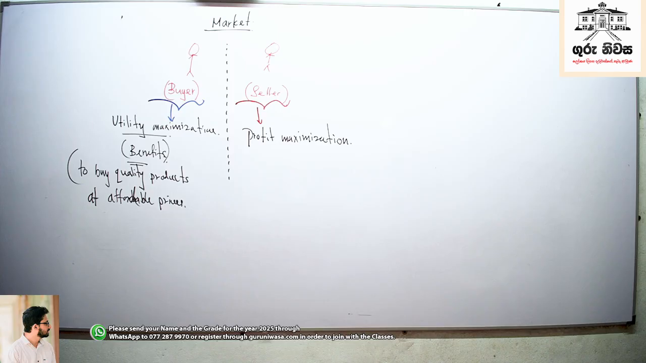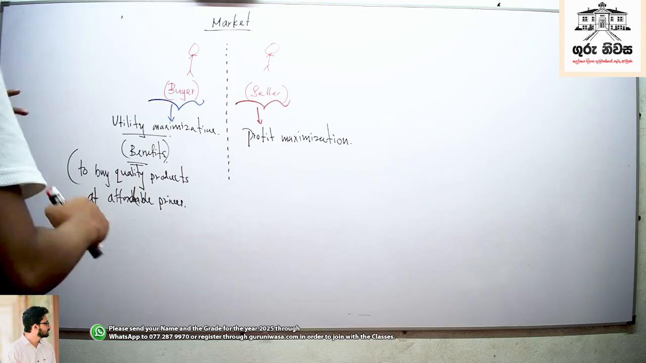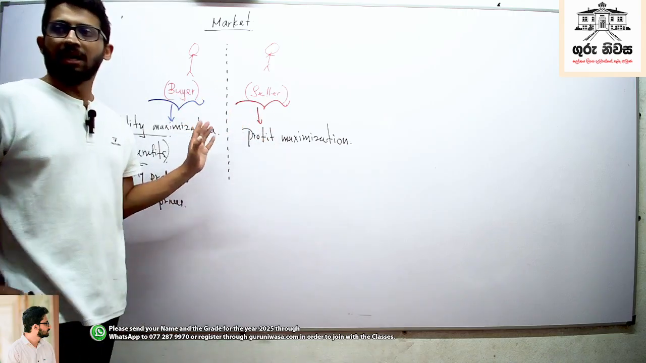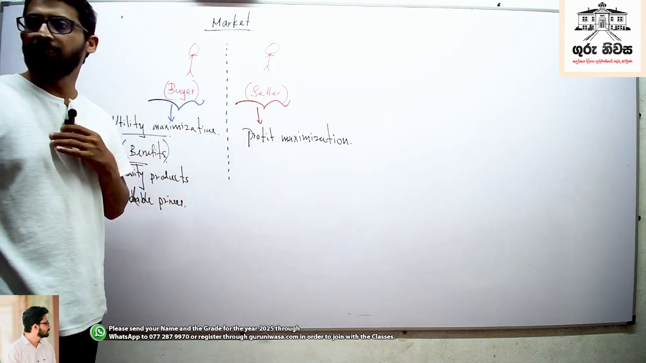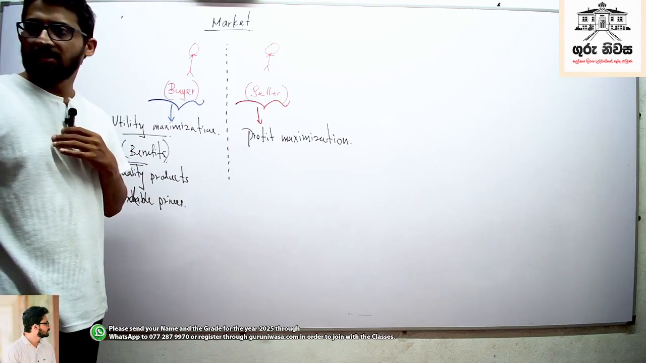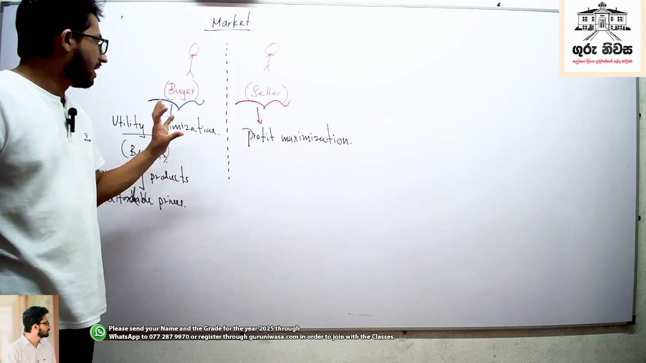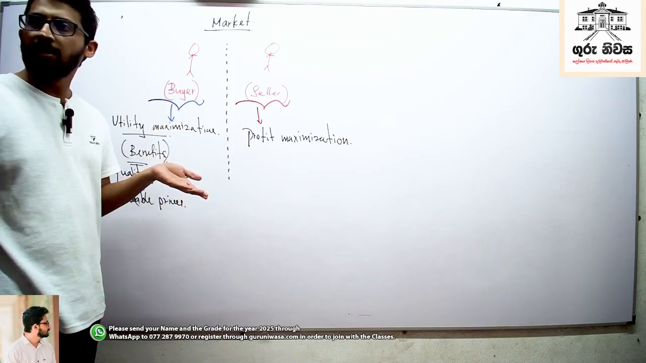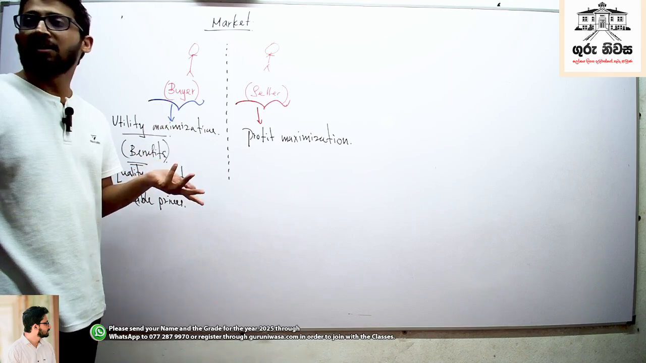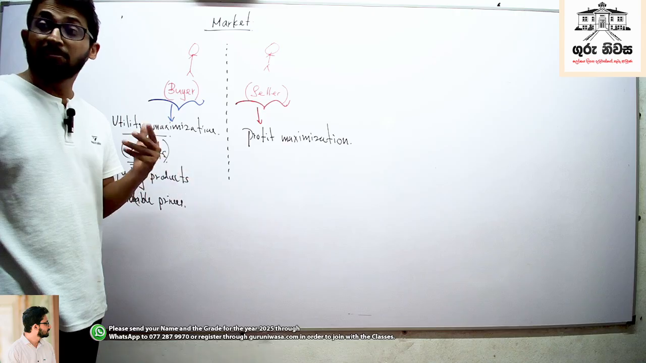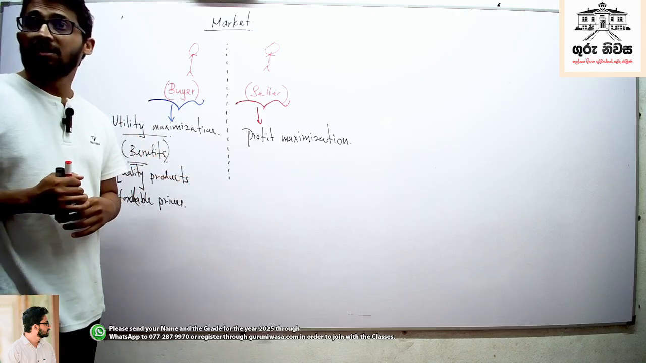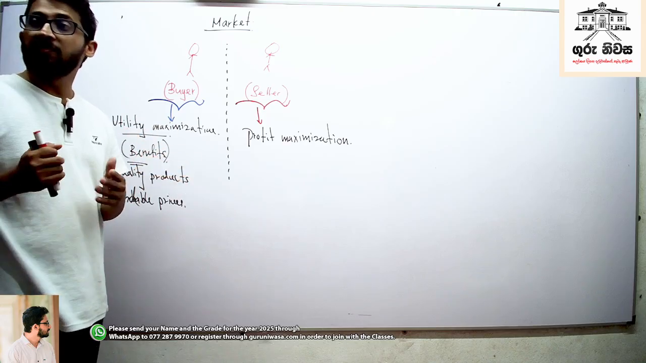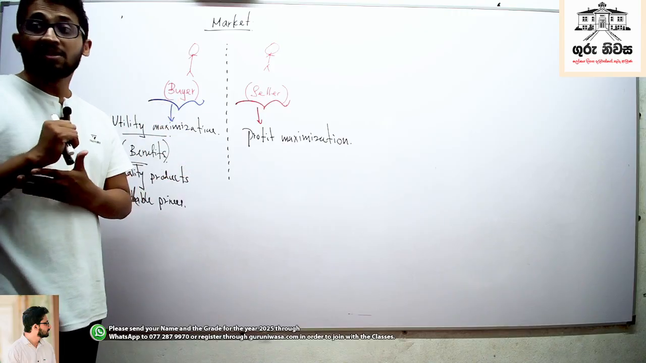Remember, these are two totally different behaviors: buyer's behavior and seller's behavior. Buyers expect something different. Their behavior is different, their decision making process is different, and the factors affecting their demand are different.